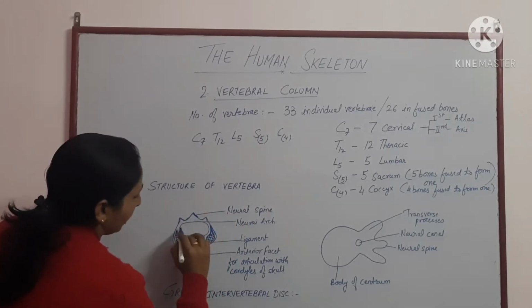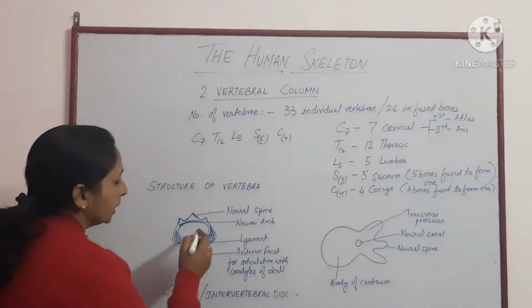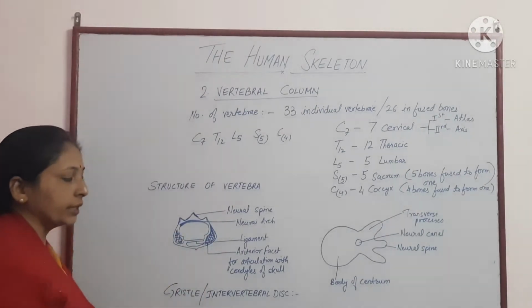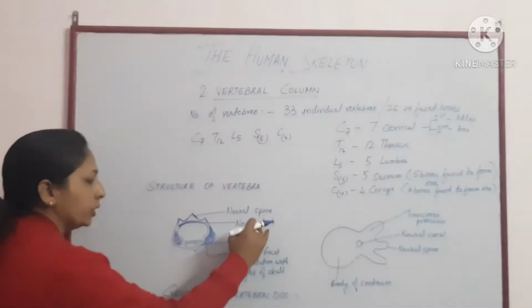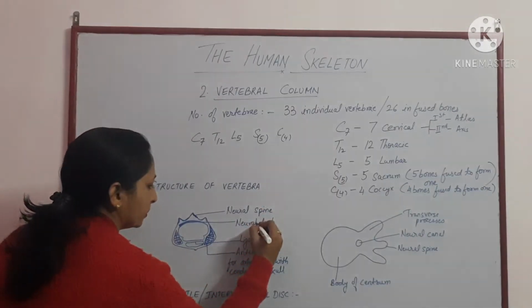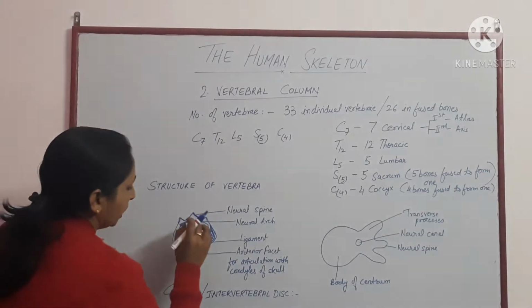Next is the arc. This arc is termed as neural arc. This cavity is the neural canal. So the neural canal is covered with the neural arc, and the elevation is the neural spine.